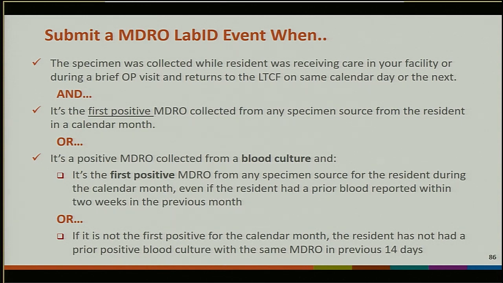So let's say Mr. Smith has a positive urine collected on March 3rd. That was his first positive MRSA. You report that. A week later, he has a positive MRSA in the blood. Do you report that? Yes. And then the 14-day rule starts with the blood only. So then you would not report another blood within 14 days, but you would not report any other positive specimen other than a blood for that whole month.